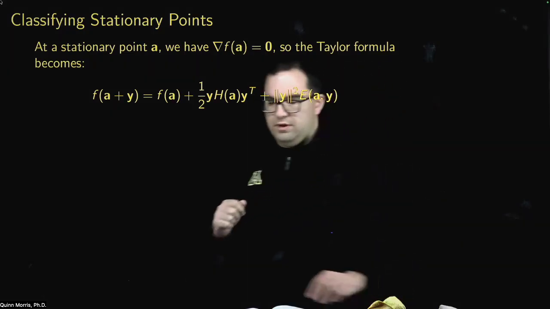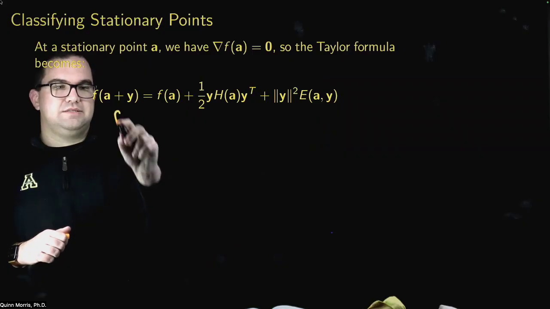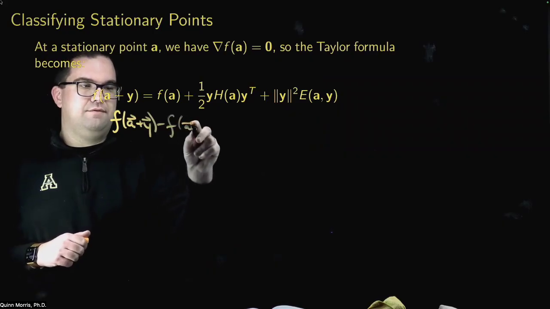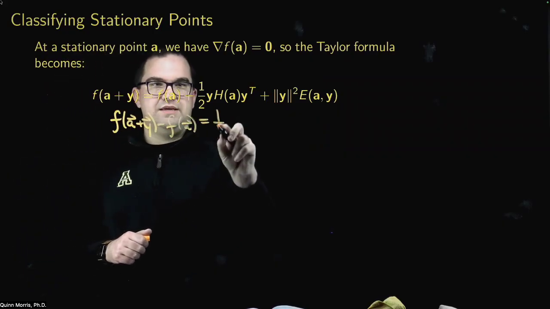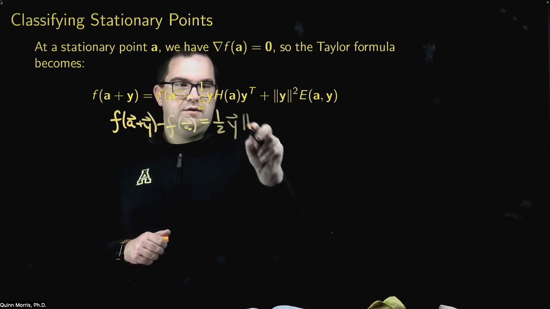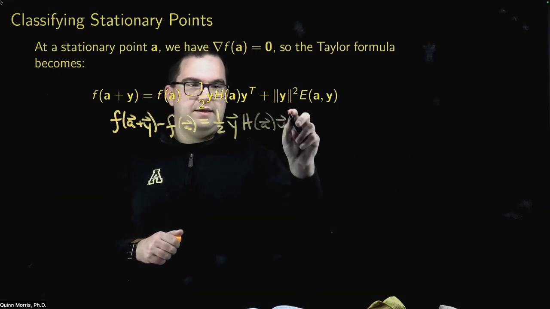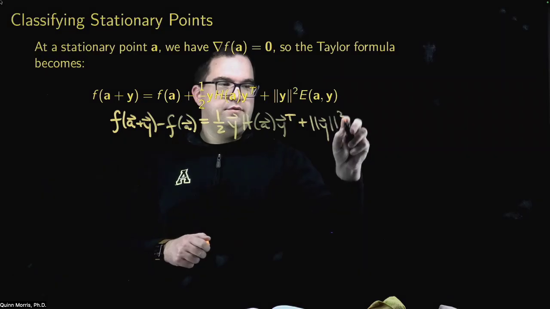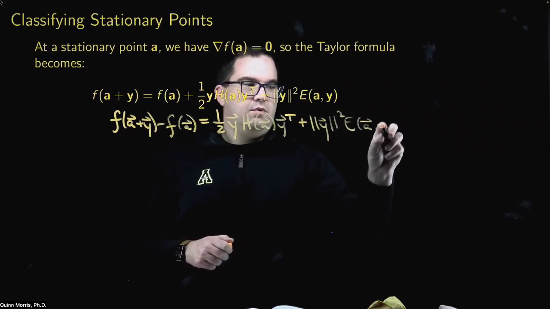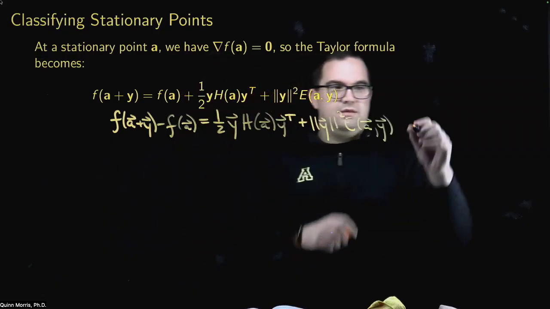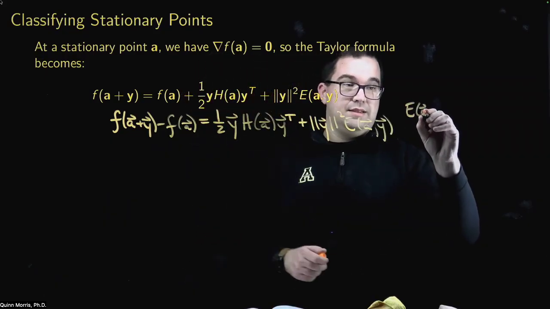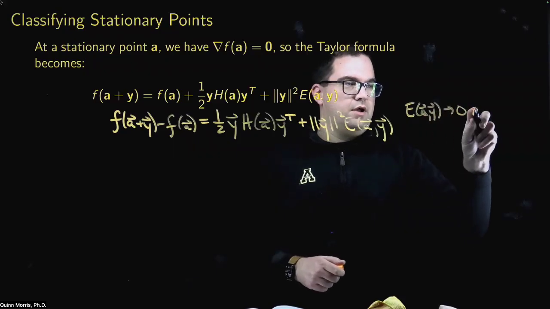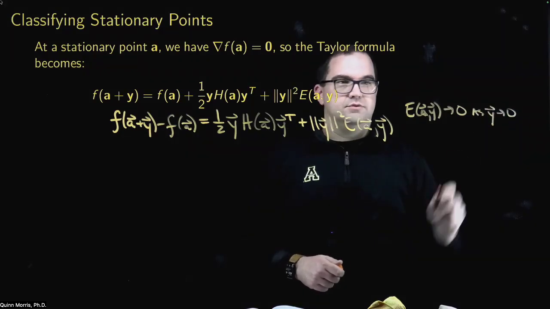Okay. So if I take this and subtract f of a from f of a plus y, then f of a plus y minus f of a is equal to 1/2 y H of a times y transpose plus norm of y squared E of a, y. And recall that the theorem tells us that this E of a, y goes to 0 as y goes to 0.